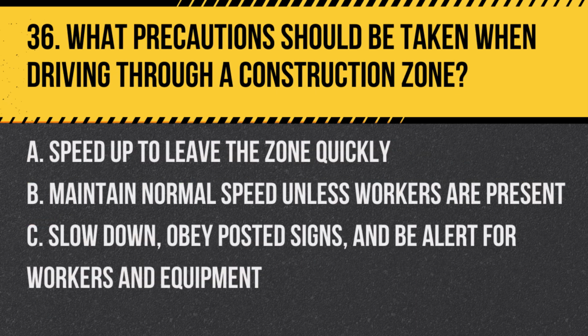Question 36. What precautions should be taken when driving through a construction zone? A. Speed up to leave the zone quickly. B. Maintain normal speed unless workers are present. C. Slow down, obey posted signs, and be alert for workers and equipment. Answer. C. Slow down, obey posted signs, and be alert for workers and equipment. Construction zones often have reduced speed limits and require extra caution.